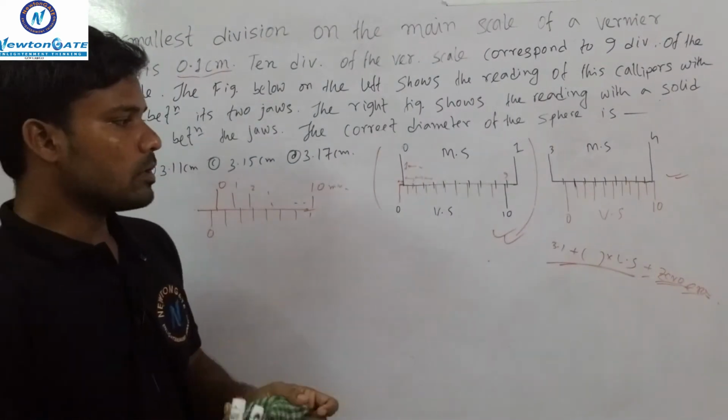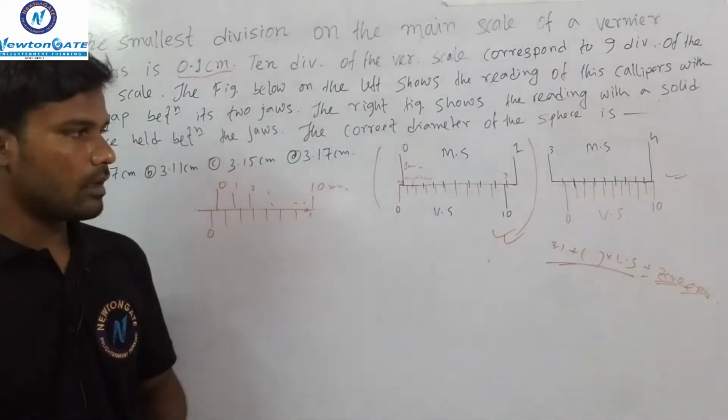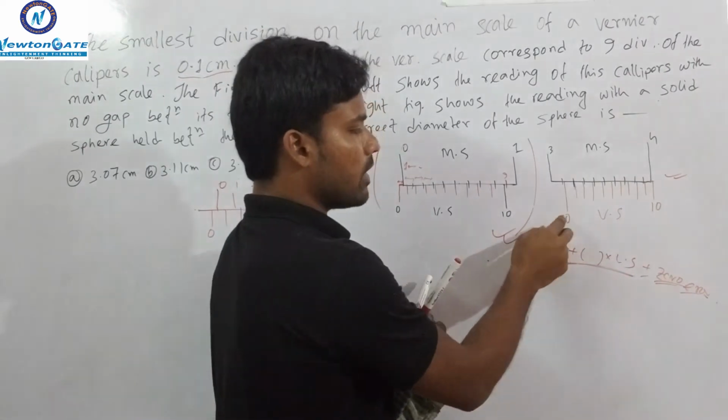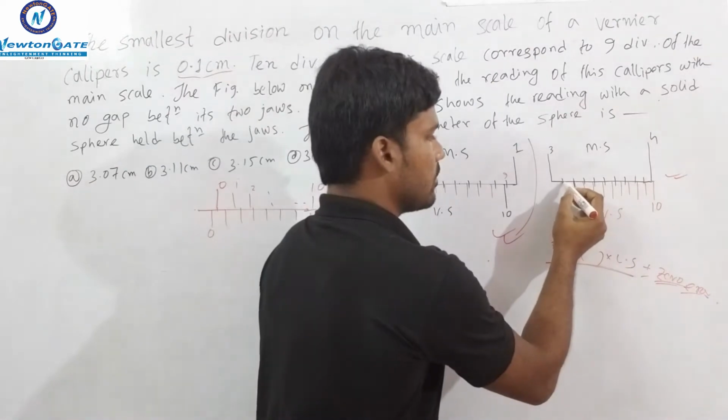So how to find main scale reading? Main scale reading, we are finding that in this way, that whenever the vernier scale 0 crosses a reading, we just find the main scale reading.